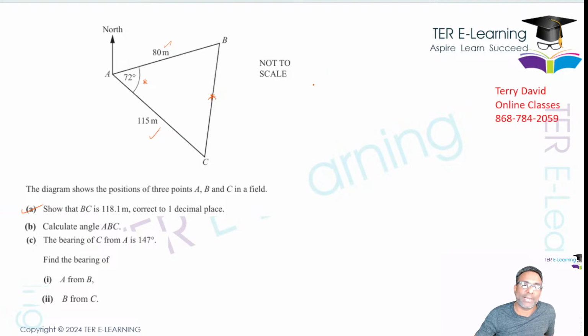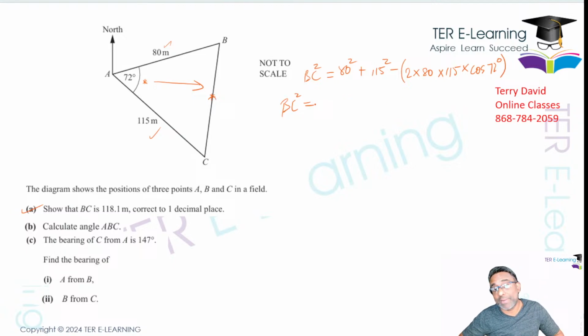I've taught my class that when we use the cosine rule, don't just learn the formula, understand exactly how we're going to use the formula. So in this case, BC squared is equal to AT squared plus 115 squared minus, open brackets, 2 by AT by 115 by cosine of the angle, which is cosine 72. I like to do this part by part.